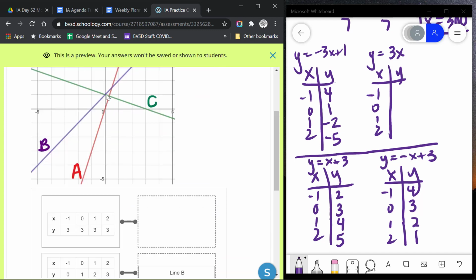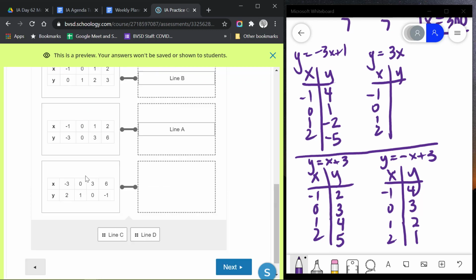Line C, 0, 1 again, but maybe I'll find this point right here, which is 3, 0. So 0, 1, and 3, 0. There that is. So that's line C.